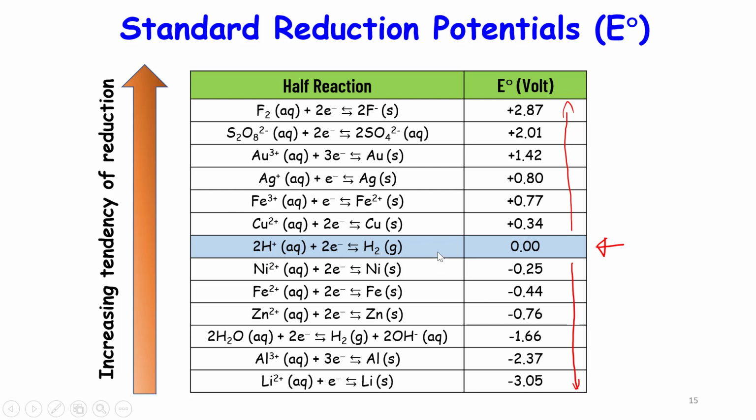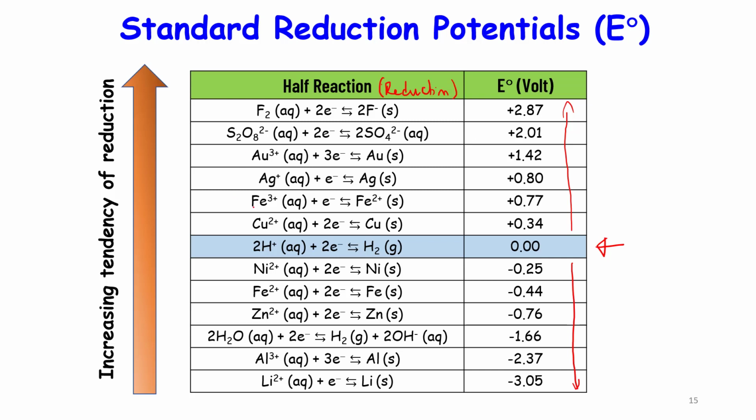And remember, the title of the table says standard reduction potential. So don't ever get confused by this, because the title itself says it's standard reduction potential. That means all the reactions in this table are reduction reactions. These half reactions are all reduction reactions. There is no oxidation reaction here. Everything is a reduction reaction.